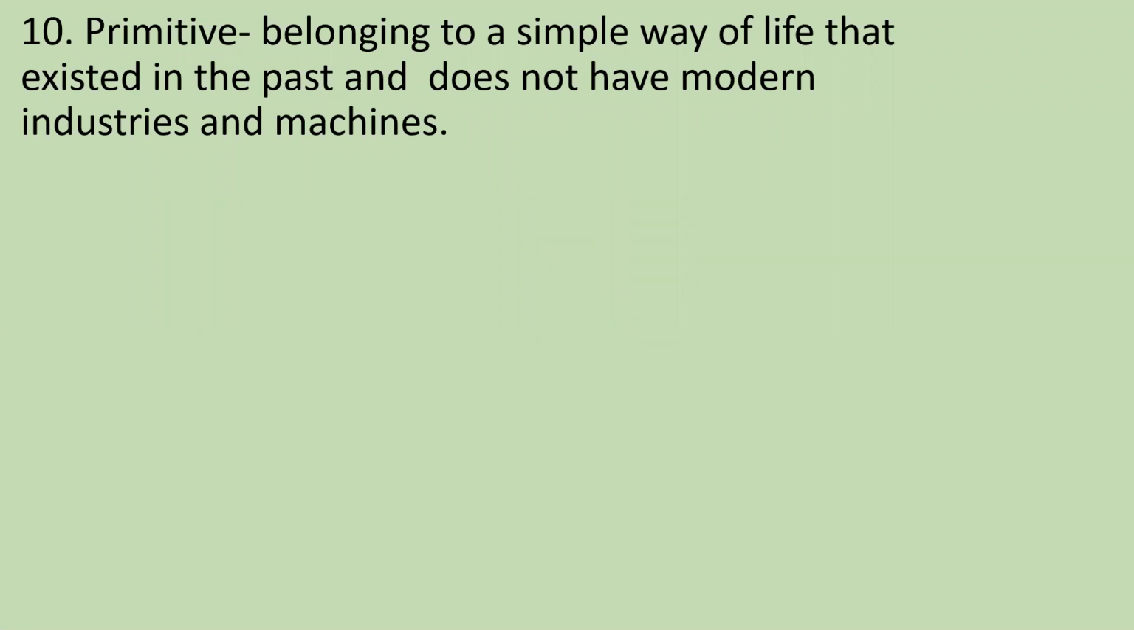Now, number 10 is, children, primitive. When we are talking about primitive, that means we are talking about belonging to a simple way of life that existed in the past and does not have modern industries and machines. Basically, in this chapter, we will be talking about the people who still live a tribal life, Adivasi. Tribal life, and they live a simple way of life. That means they are not using any modern machinery, industries, or gadgets. Their way of living is totally simple, so we say they live a primitive life.